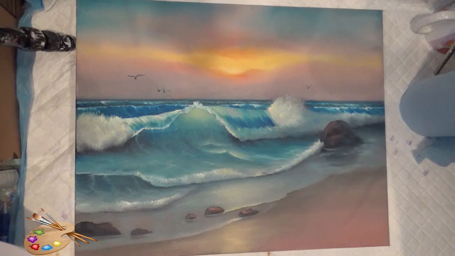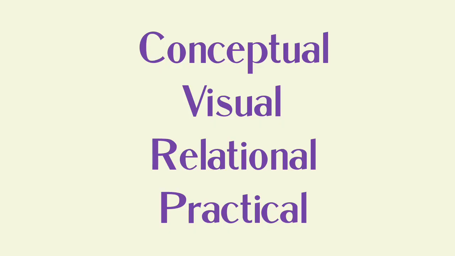Today I want to do something different. I want to give you some painting tips by explaining some of the basic principles of design that will help you improve your painting. If you want to see more content like this, please let me know in the comments. The design elements and principles are divided in 4 categories: conceptual, visual, relational, and practical. Today we will concentrate on the conceptual.